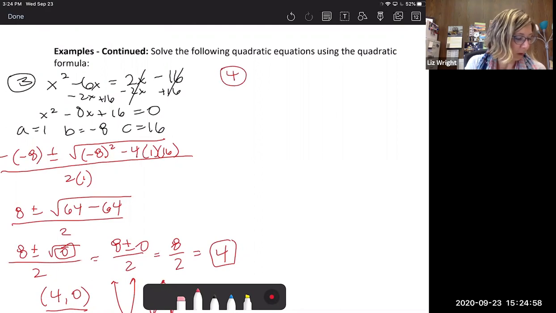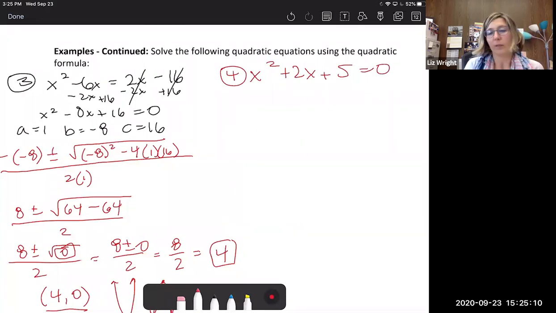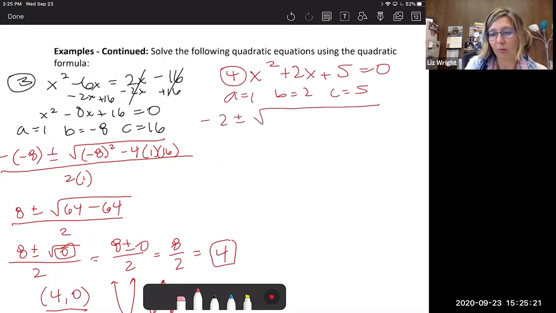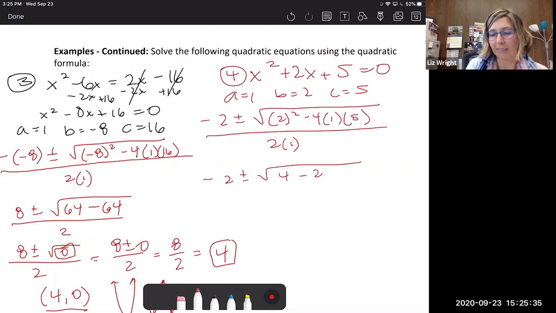So number 4, we've got x squared plus 2x plus 5 equals 0. This one happens to already be in standard form. So A equals 1, B equals 2, C equals 5. Negative B plus or minus the square root of B squared minus 4 times A times C, all over 2A. So we've got negative 2 plus or minus the square root of 4 minus 20, all over 2.